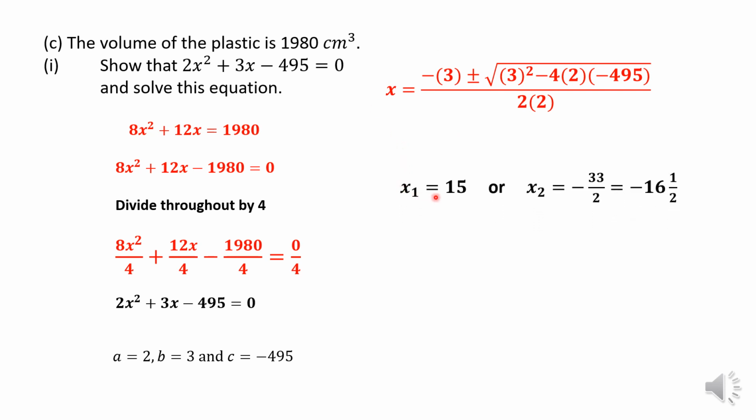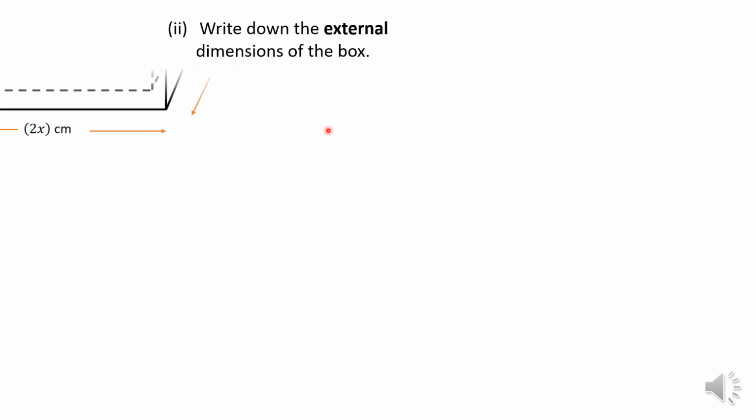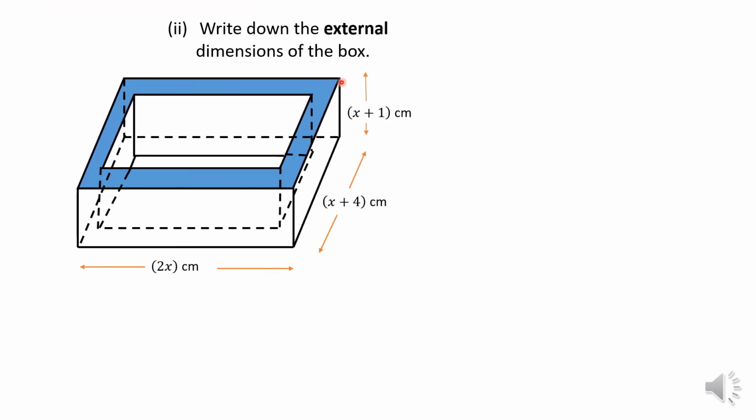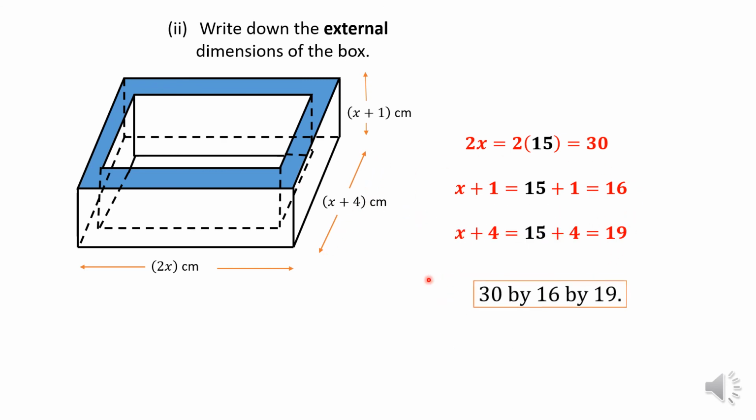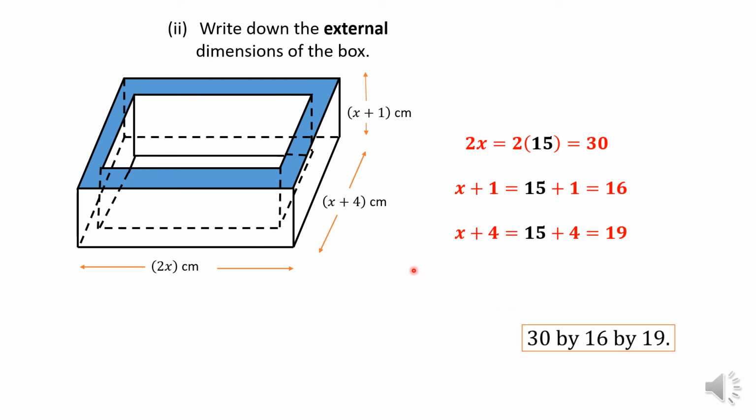Right, eventually when I do that, I arrive with two answers. One answer is x is equal to 15, and the other answer is x is equal to negative 16 and a half. Now they are asking you to write the external dimensions of the box. So we know what the value of x is now. It's simple. When I take the 2x times the 15, I can't use the negative value, remember. I'm going to get 30. Then x plus 1, 15 plus 1 gives you 16. And x plus 4 gives me 19. So the dimensions are 30 by 16 by 19 centimeters respectively.